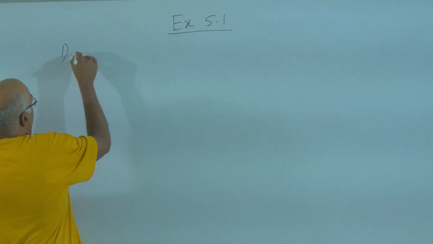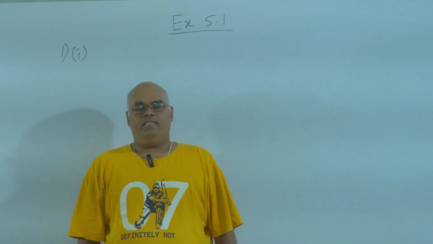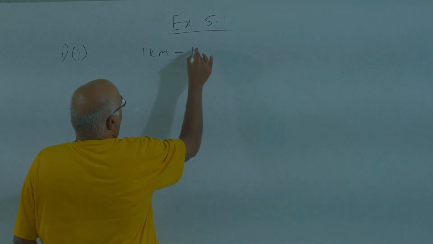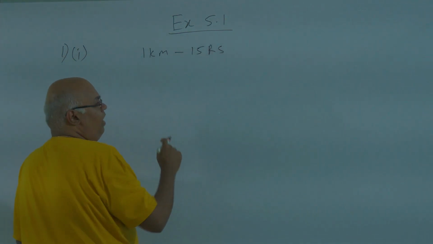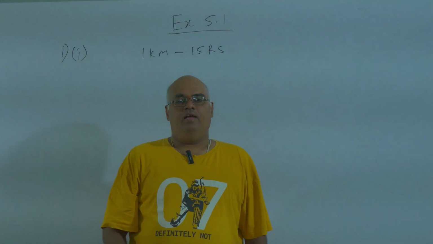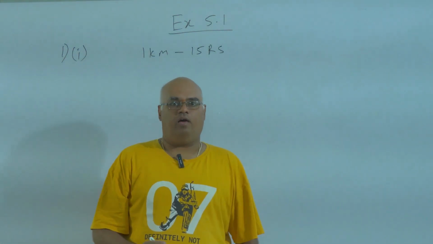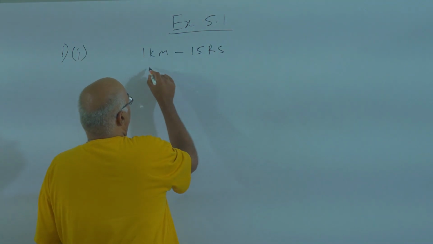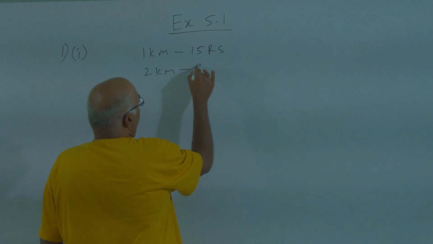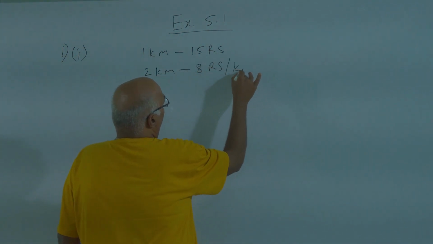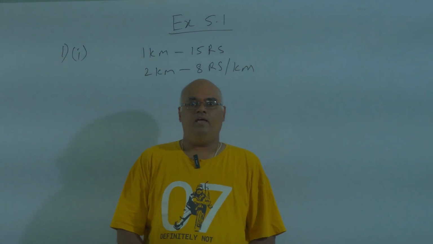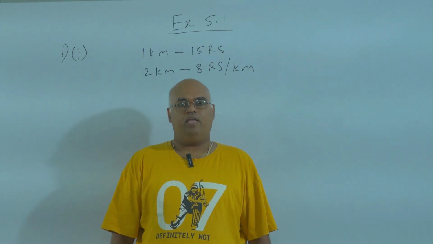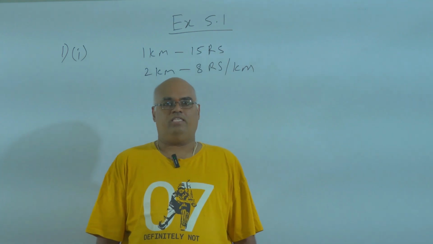First question, first bit. There is a taxi. The taxi meter shows that for the first kilometer it charges 15 rupees. After the first kilometer, for every additional kilometer, it charges 8 rupees. So from the second kilometer onwards, it charges 8 rupees per kilometer. We have to check whether the taxi fare is in AP or not. Let us first find out the taxi fare.